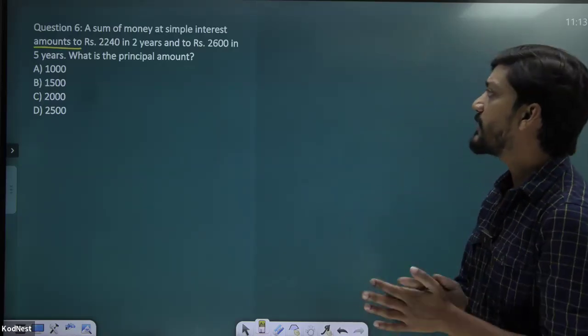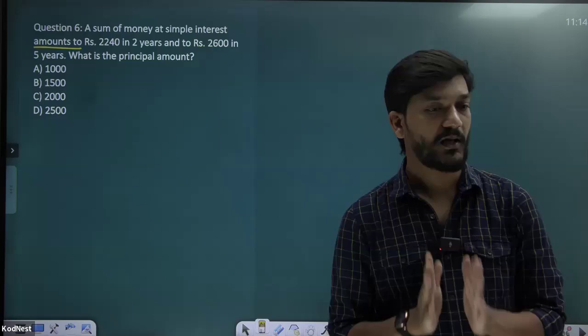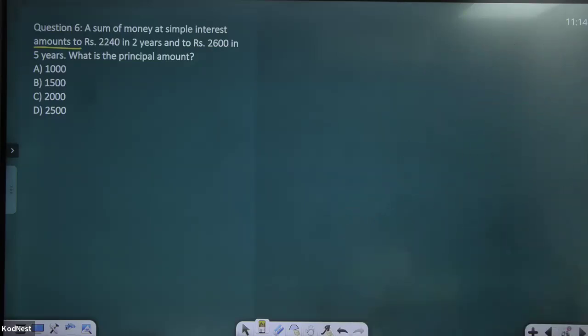So final balances are given after 2 years, after 5 years. So what is the principal amount? That is what we have to find. So please carefully look. Your balance after 2 years, your account balance after 5 years is given.